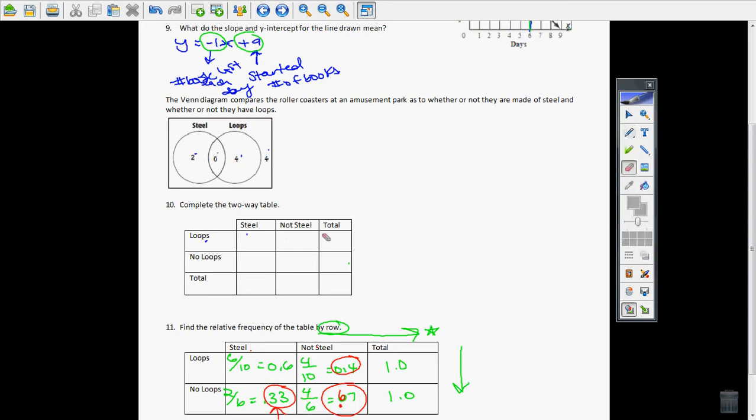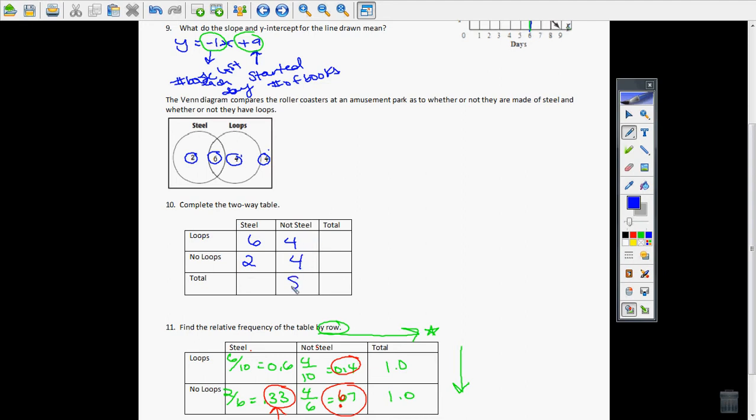So I'm going to look at this table, and I'm going to take the information and pull it out. So remember, this 2 is the number of roller coasters that are made of steel but that do not have any loops. Steel, no loops, is 2. There are 6 roller coasters that are made of steel and have loops. There are 4 roller coasters that have loops but are not made of steel. And then there are 4 roller coasters that do not have any loops and are not made of steel.